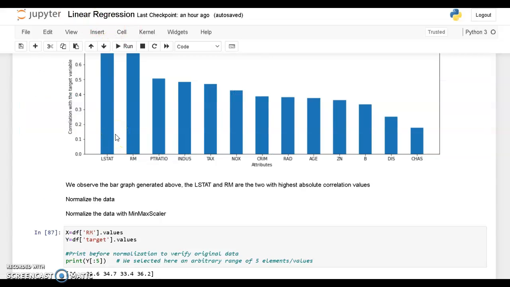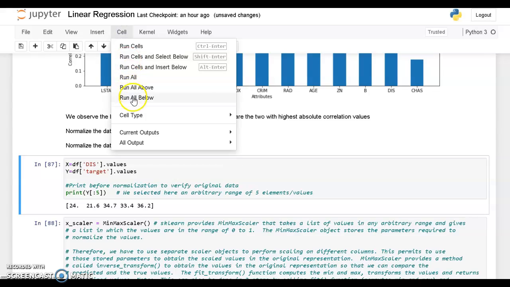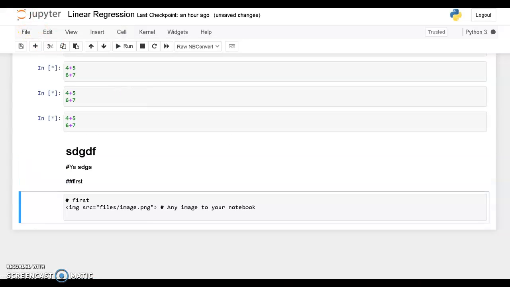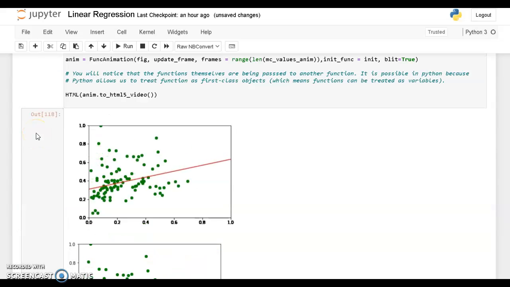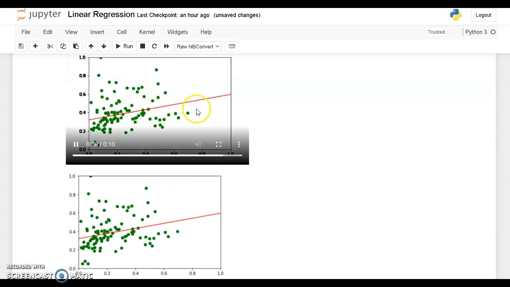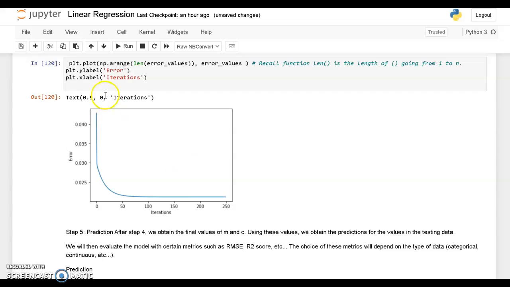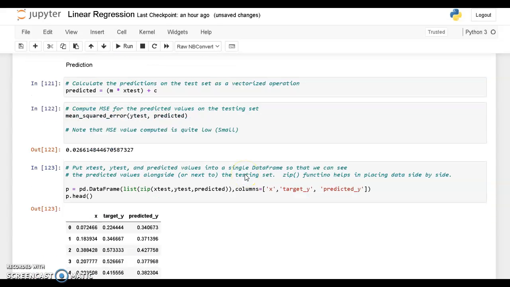Next, we will take our DIS, the least correlated attribute. Again, we just do DIS, and we just run cell and run all below, and be patient with it. Okay, let us now see our results. We have a positive slope correlation, but it's very little. Again, we have the scatter of the test data with the trained data linear regression. The errors over here slowly start to normalize between the 50 and 100 iterations mark.